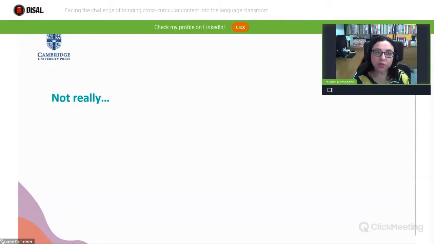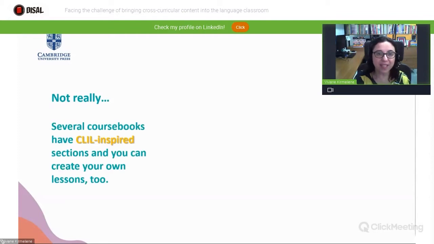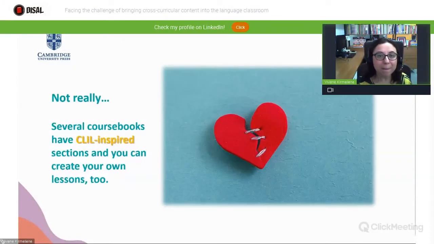Because if you use a course book for your classes, we have several course books nowadays that have CLIL inspired sections or CLIL inspired lessons. And then you can also create your own lesson, right? Although one of the limitations is time, that you mentioned there. So this is not the end. We're going to mend this broken heart.